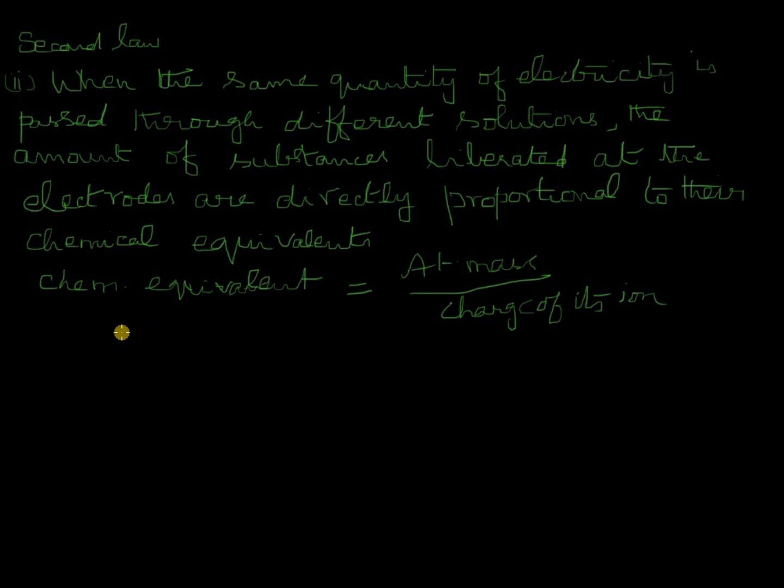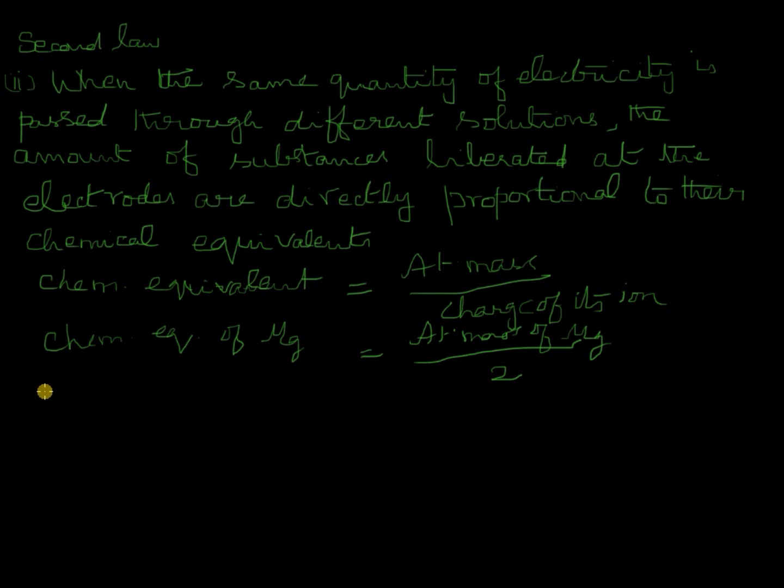If you take an element like magnesium, chemical equivalent of magnesium would be atomic mass of magnesium by the charge on its ion. We know it is 2. Let us try to explain it this way.